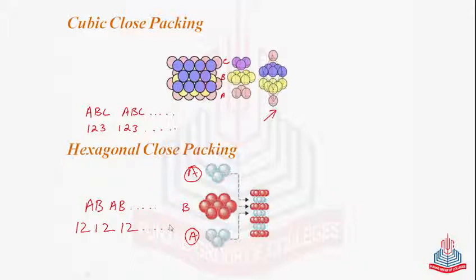In the cubic close packing, the balls of 4th, 7th and 10th layer will be in front of each other. Whereas in the case of hexagonal close packing, the balls of 3rd, 5th and 7th layers will be in front of each other. That was all about structure of metals.